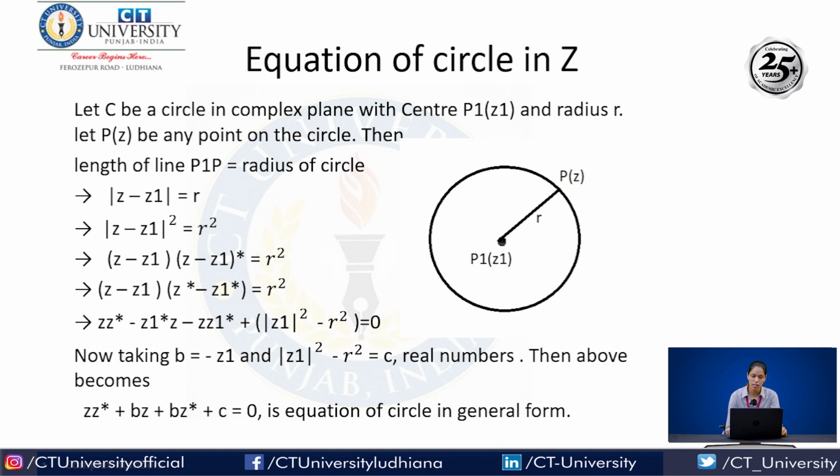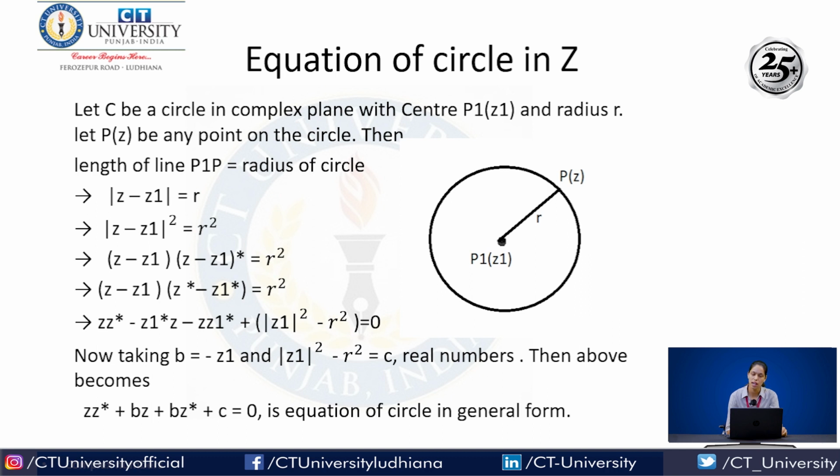So the length of the line P1 P equals the radius of the circle. The length of the line is mod of z minus z1 equals r. Taking the square of both, that is mod of z minus z1 whole square equals r square. Now we have the property of the conjugate, that z into z conjugate equals the mod of z square.